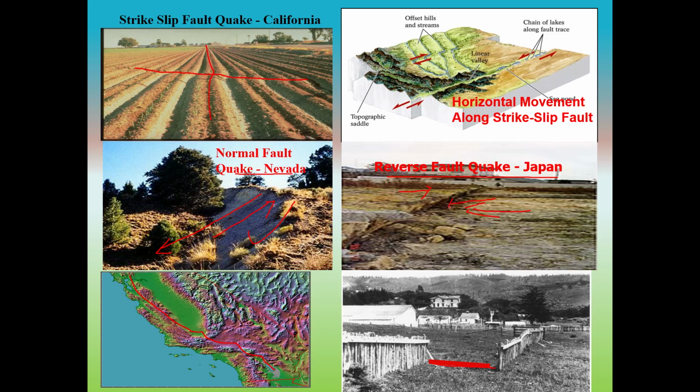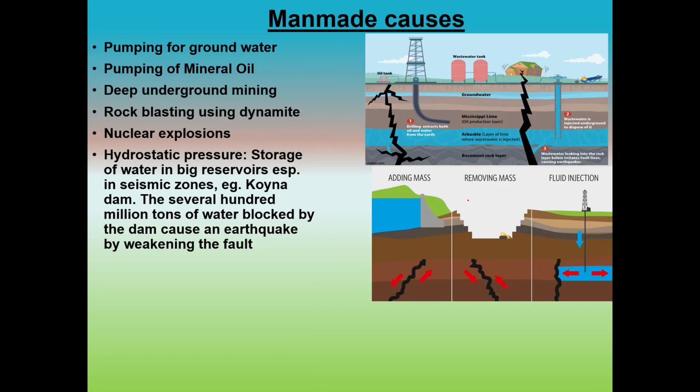One went inside the other and the reverse fault has taken place. Next one, man-made causes: pumping for groundwater or mineral oil, deep underground mining, rock blasting using dynamite, nuclear explosion, hydrostatic pressure. Now look at these pictures.